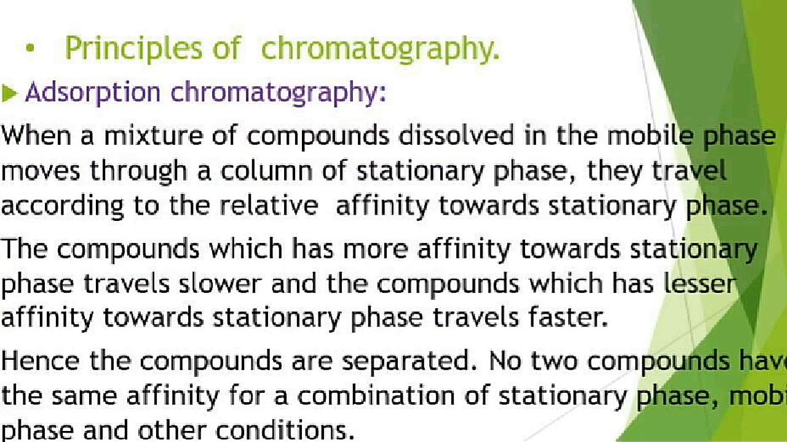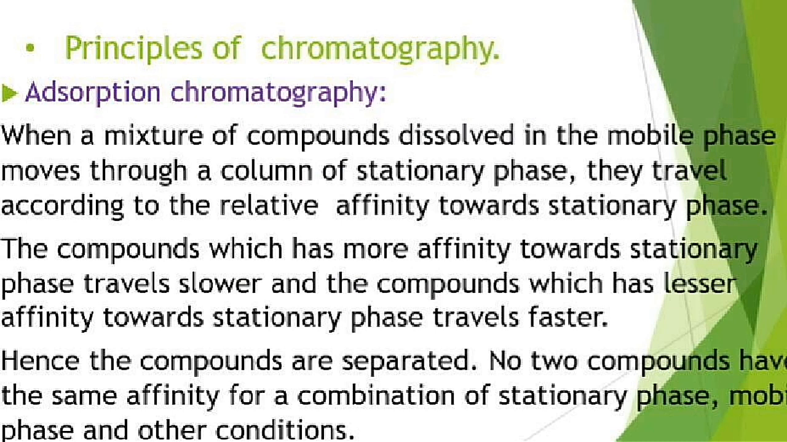Next, let us study about the principles of chromatography. Here we have two types of principle. The first one is adsorption chromatography and the second one is partition chromatography. First, let us study about adsorption chromatography. When a mixture of components is dissolved in a mobile phase that is allowed to move through a column of stationary phase, they will travel according to their relative affinity towards the stationary phase.